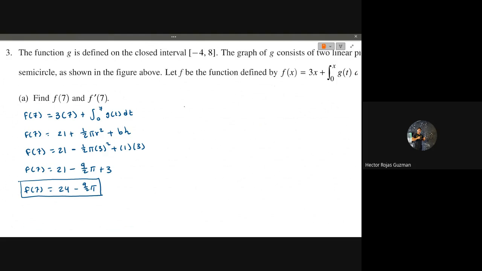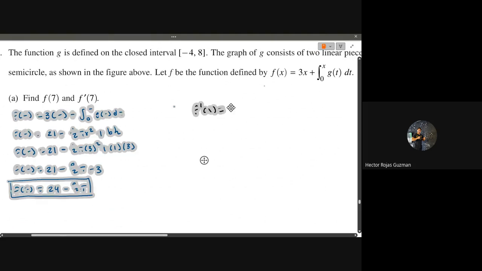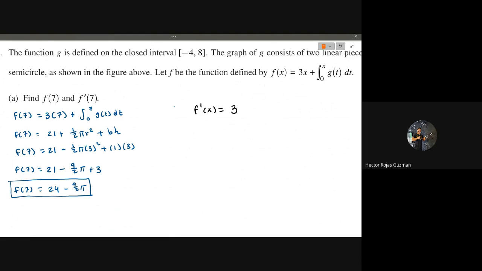Okay. Now the other one, f prime of 7. Well, before I find f prime of 7, we first have to find f prime of x. And that means we're going to take the derivative of 3x, and we're going to take the derivative of the integral. Now the integral cancels, and the limit of integration gets plugged into the function. That's my f prime of x equation. Next, we plug in the 7.